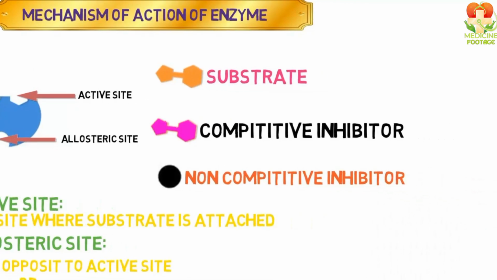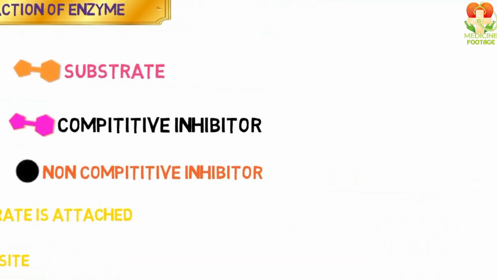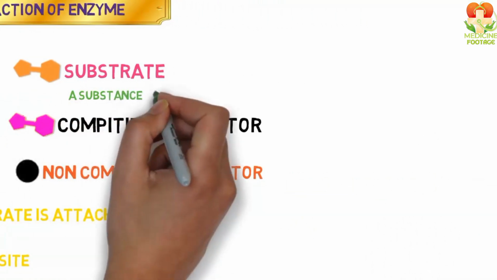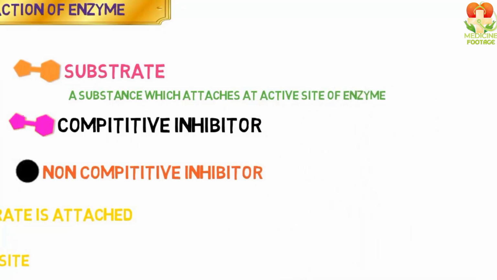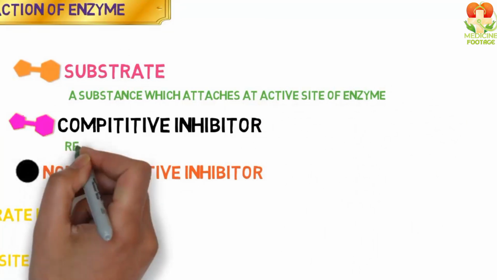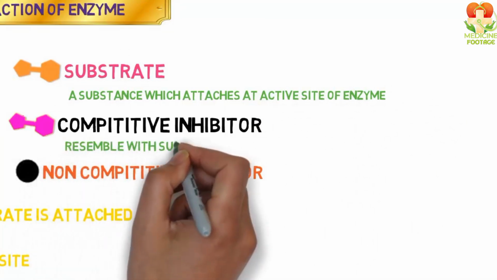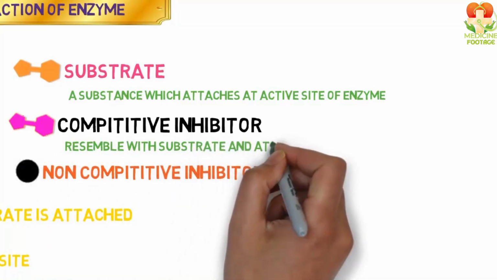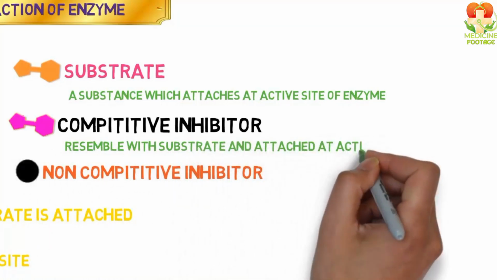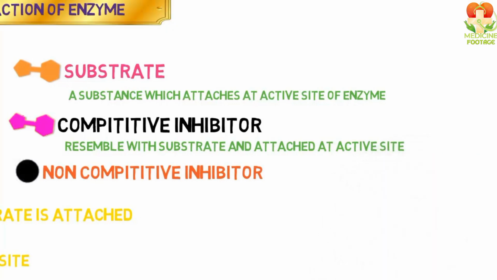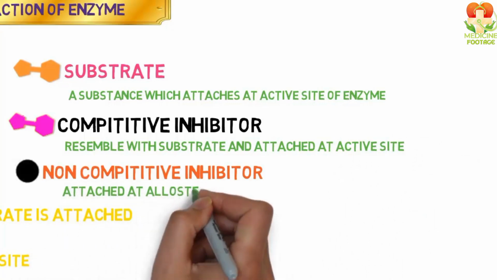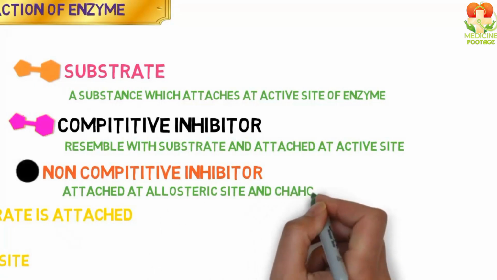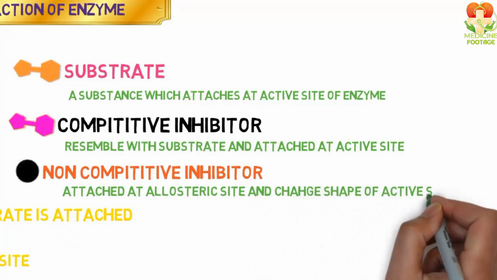Let me define all three again. What is a substrate? The substrate is the substance that fits into the enzyme's active site. What is the competitive inhibitor? The competitive inhibitor resembles the substrate and attaches to the active site, stopping enzyme activity. What is the non-competitive inhibitor? The non-competitive inhibitor attaches to the allosteric site and also stops enzyme activity.